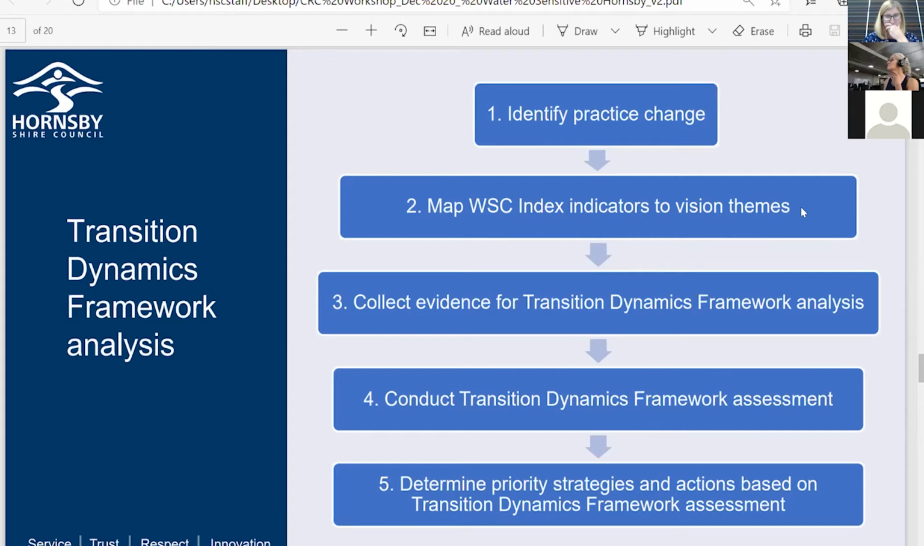They undertook a traffic light assessment for the enabling factors. And then from there, which is probably the fundamental component of this, they identified priority strategies for each vision theme that would address the missing enabling conditions. And if this was done, what we needed to do to make sure that our practice change actually happened. Then strategies were formulated based on what needs to happen. And I'll go through that process next.